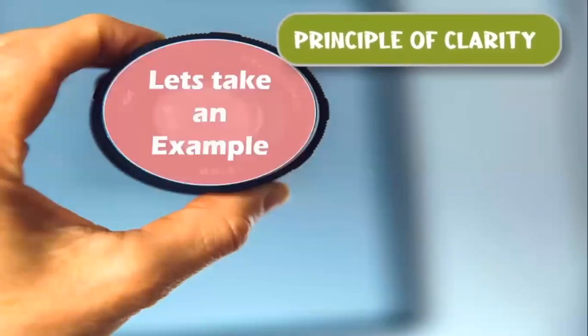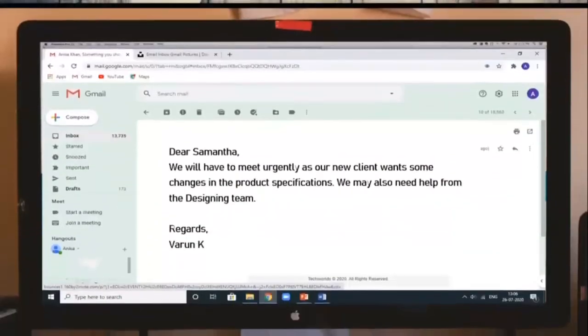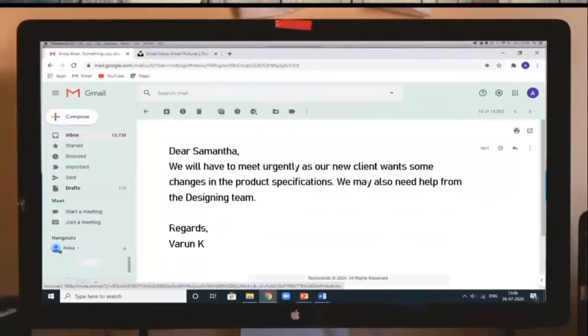Let's take an example. This mail reads as, "Dear Samantha, we will have to meet urgently as our new client wants some changes in the product specifications. We may also need help from the designing team." There are a lot of things that go wrong in this mail. Samantha might not even know which new client Varun is talking about. There can be more than one new client at a time. Furthermore, there is also ambiguity in the second line as to what is expected from Samantha. Whether she has to call someone from the designing team is also not clear.